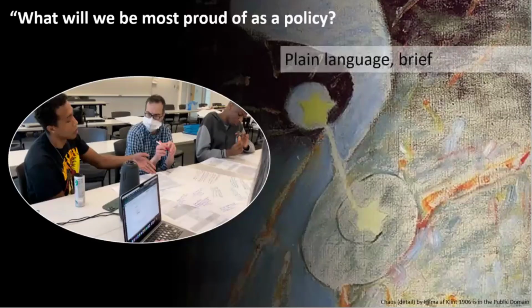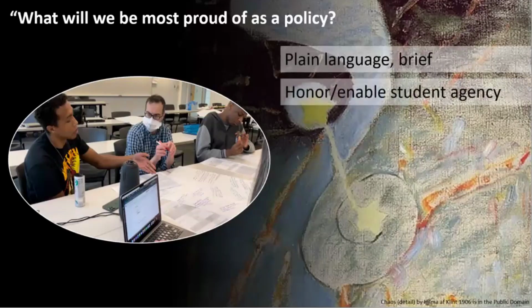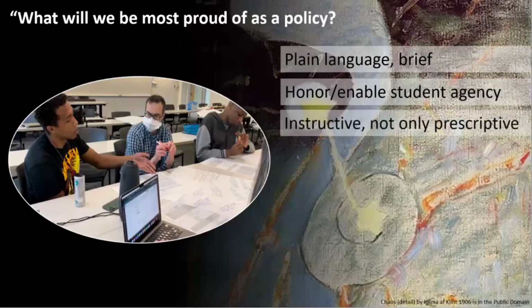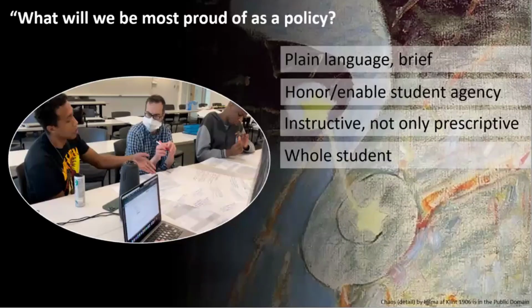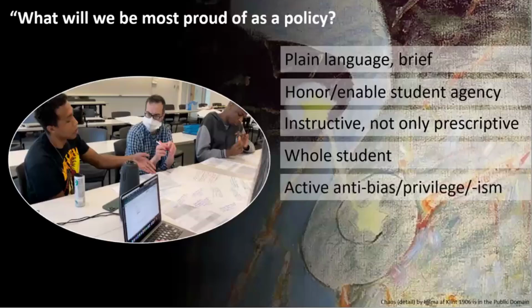Plain language and brevity came up a lot, as did honoring and enabling student agency and competency. They had seen many more punitive policies and many more proscriptive policies, so having an instructional policy was important to them. At the same time, not overly prescriptive. They wanted the policy to see the whole student who has aspirations, challenges, pressures, and needs outside of being a college student. And students felt strongly that actively writing an anti-bias policy was critically important.